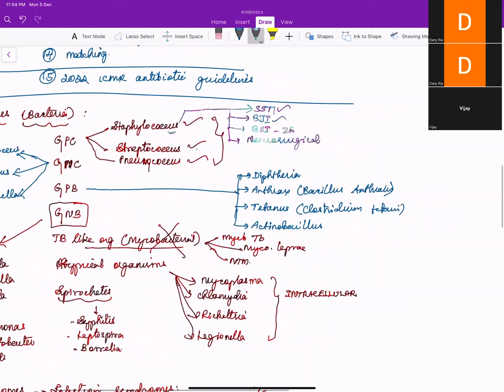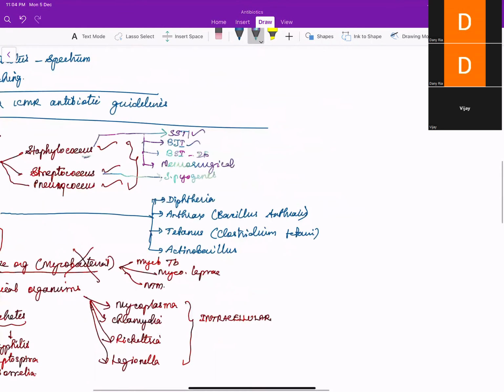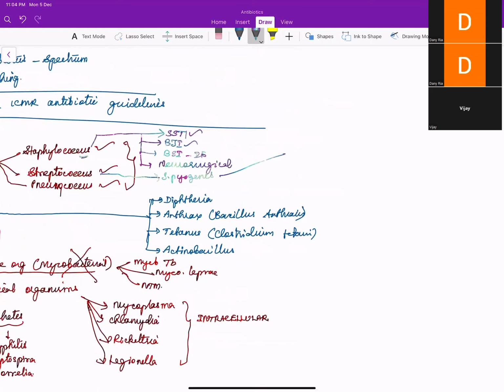Regarding Streptococcus, there are many categories: Group A, Group B, Group C. I'll just tell the infections which are caused by them. The main organism is Streptococcus pyogenes. It is normally present in the throat. So any respiratory tract infection, be it otitis media, pharyngitis, or laryngitis, can be caused by Streptococcus.